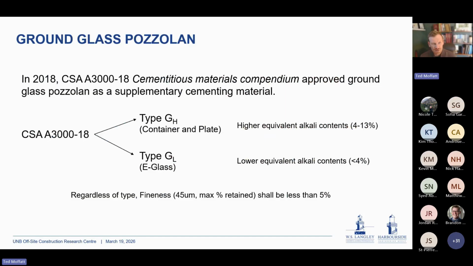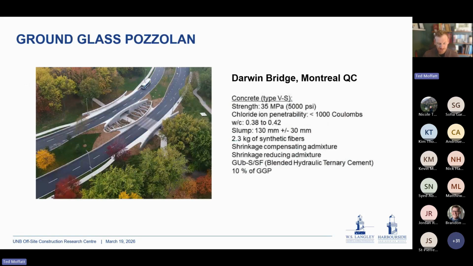Perhaps one of the pushes for adopting ground glass pozzolan is that it behaves very similar to fly ash, but there are millions of tons of glass landfilled on an annual basis, and there are unknowns regarding the availability of fly ash amongst other SCMs in the future. Within CSA A3000 in the 2008 edition, they introduced two types of glass, a high and a low alkali glass. And perhaps one of the most famous uses of ground glass pozzolan in Canada to date is the Darwin Bridge in Montreal. I believe the service life is 100 years.